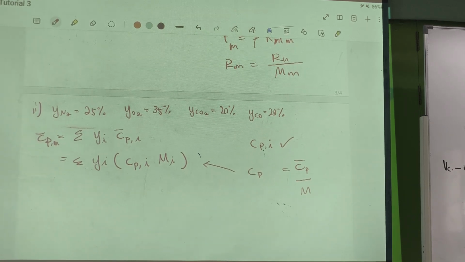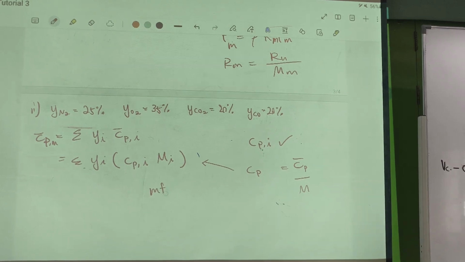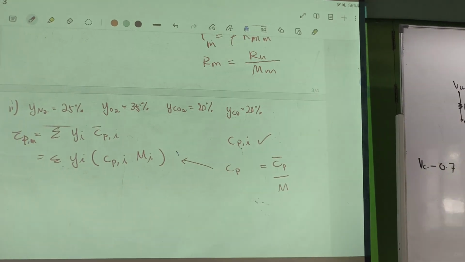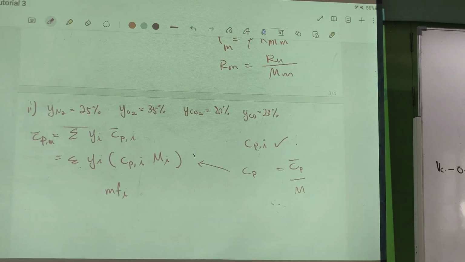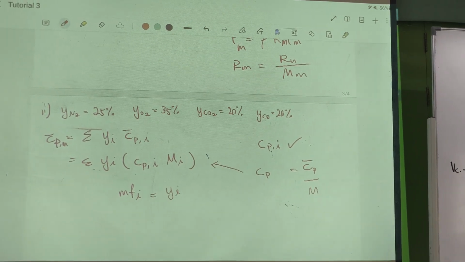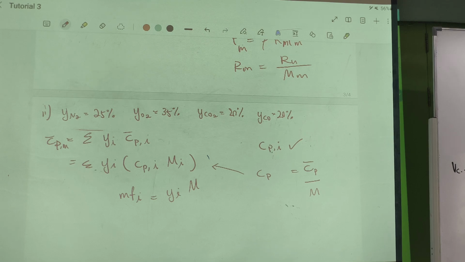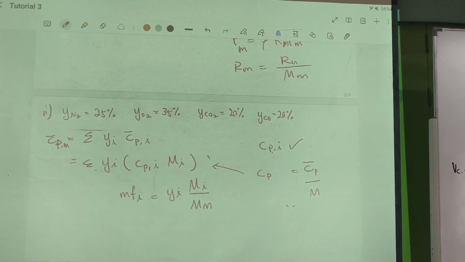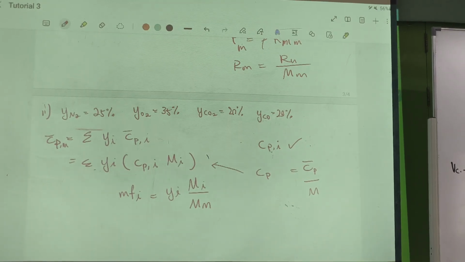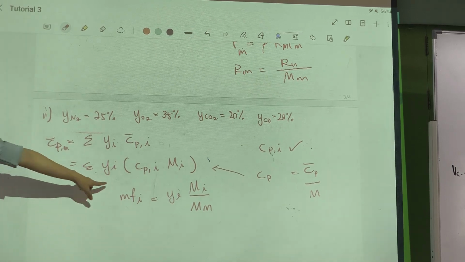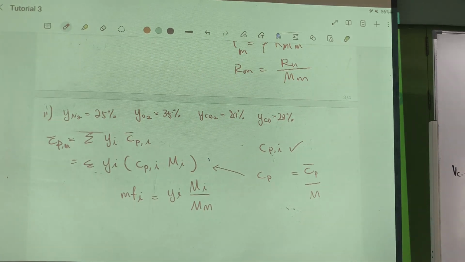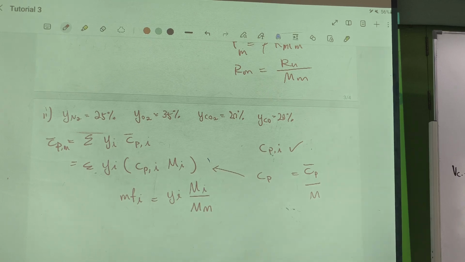Okay, so here we know that based on the lecture notes, if you look at the lecture notes, you will see that the mass fraction is actually equal to the mole fraction multiplied by this. This one I won't spend much time on here. This one we write in the next notes, somewhere in there. This one is just to make it faster.